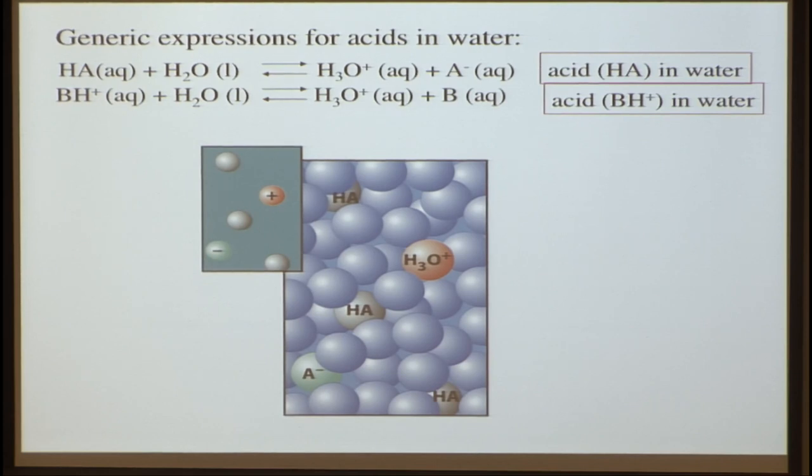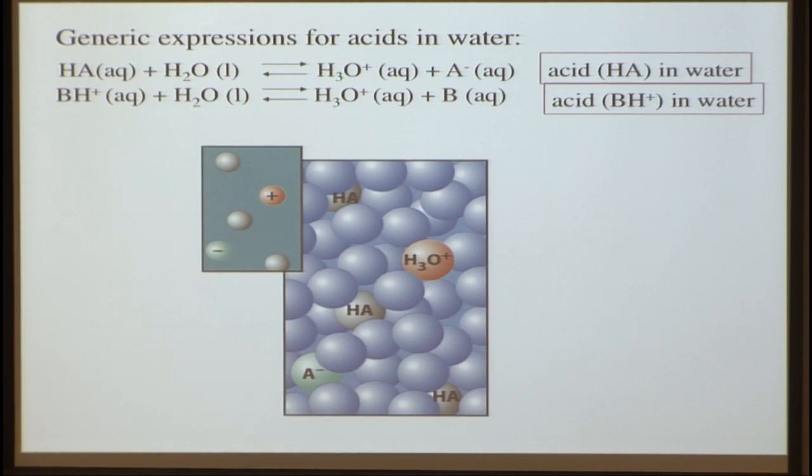You can use generic expressions for acids in water. If you don't want to write out the whole name of the acid, you can always just say HA aqueous plus the solvent water goes to hydronium ions plus A minus, the conjugate base of the weak acid. So this is an acid in water, and the acid is HA here. An acid expression should be forming hydronium ions. If it's acidic, you should have acidic pH, and so you need to have some H3O plus around.